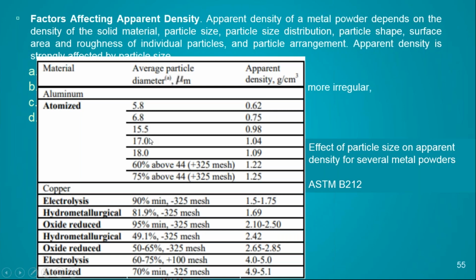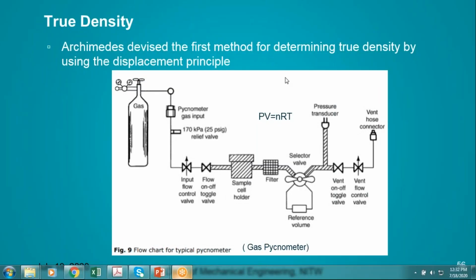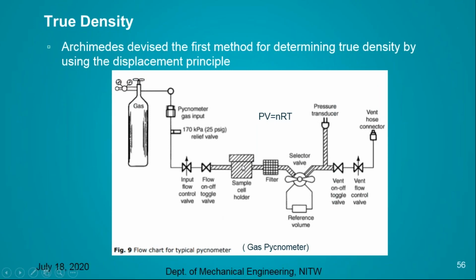If the particle size is 17 microns, we get 1.04 apparent density. If the particle size is small, we get a lesser apparent density of the powder particles. The apparent density is analyzed based on the ASTM B212 standard. And the true density of the powder particles can be analyzed with the help of the Archimedes principle, with the help of this gas pycnometer.